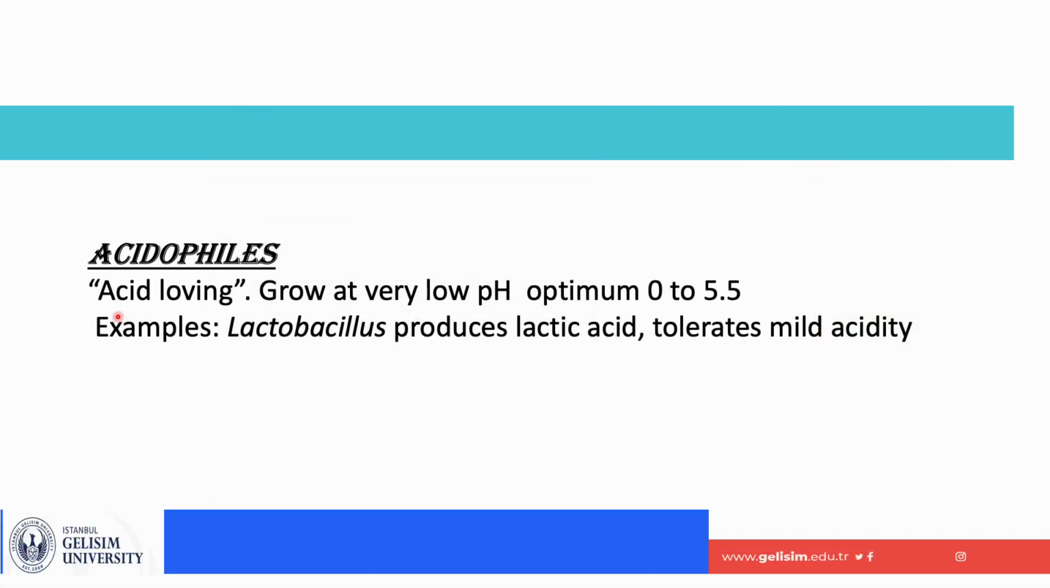Acidophiles, when you look at this word, means acid-loving, and again, they grow at very low pH. Hence, acid-loving, acidophile. So their optimum pH is between 0 to 5.5 and less. So lactobacillus produces lactic acid. So again, it's able to tolerate mild acidity.